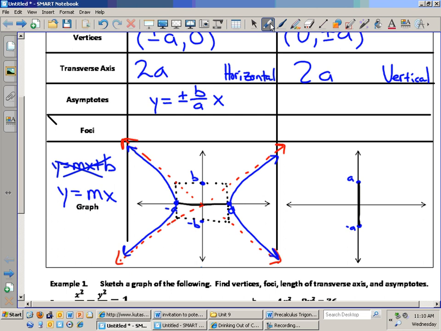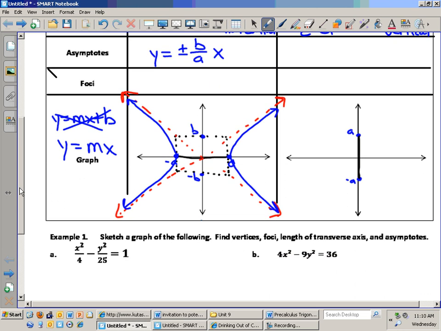Well, in this situation, A is stretched along the vertical axis. And so if I wanted to plot B, whatever that B value would happen to be, I make a box. And with those points, with my box, I sketch my asymptotes.